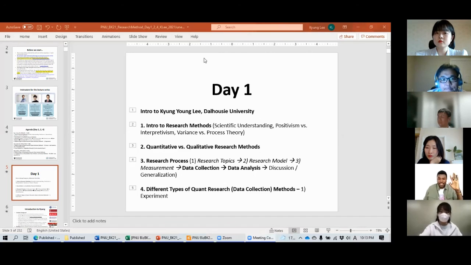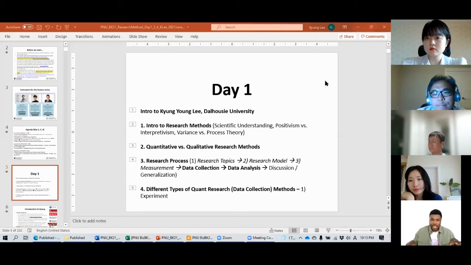Personally, I'm interested in the research process, with a specific emphasis on the measurement, data collection, and especially data analysis. So that's the part I'm the weakest at. I'm a PhD student, so this is my 5th semester, so I just started writing or focusing on my research. So I'm really at the starting place.